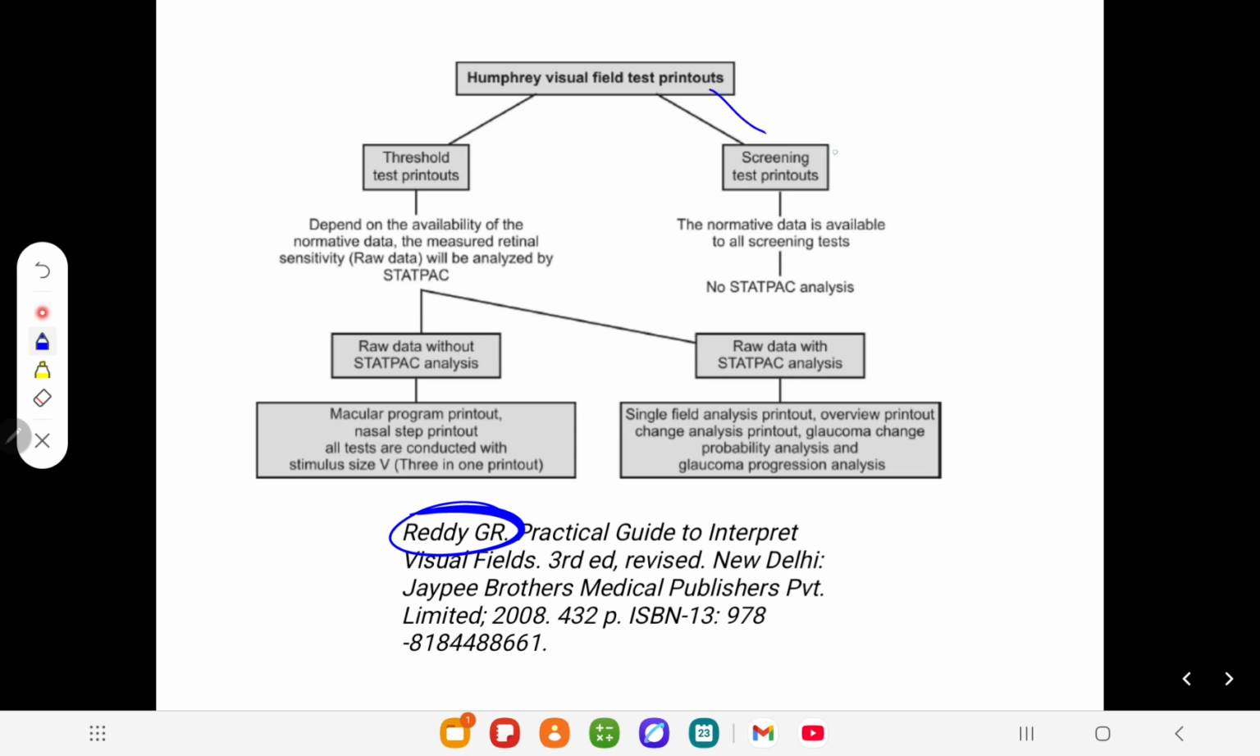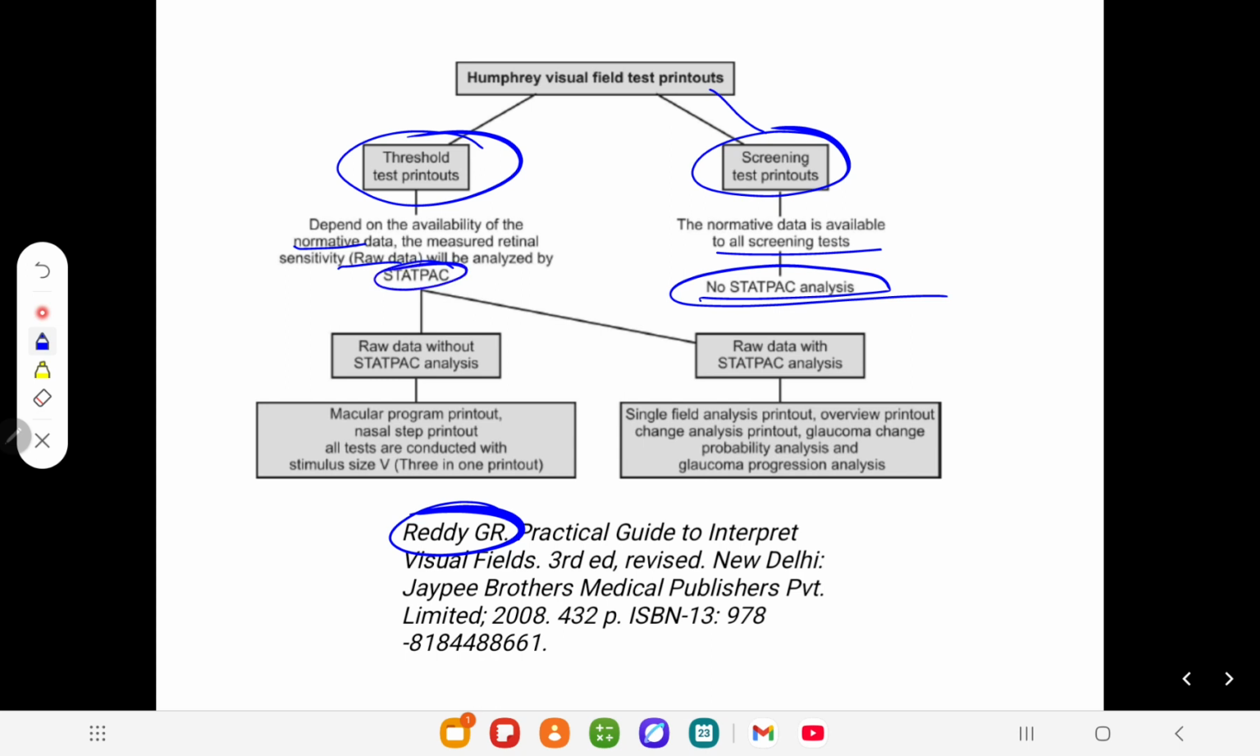One thing we can see is the screening test printout. The normative data is not available to the screening test, so no stat pack analysis. Basically, screening test means we are going to do screening only, there is nothing otherwise. But threshold test printout means we determine each point's threshold. So depending on the availability of normal data, the measure of retinal sensitivity, the raw data, is analyzed by stat pack. So it depends on whether stat pack has the normal data or not. Okay, so raw data with stat pack analysis and raw data without stat pack analysis.